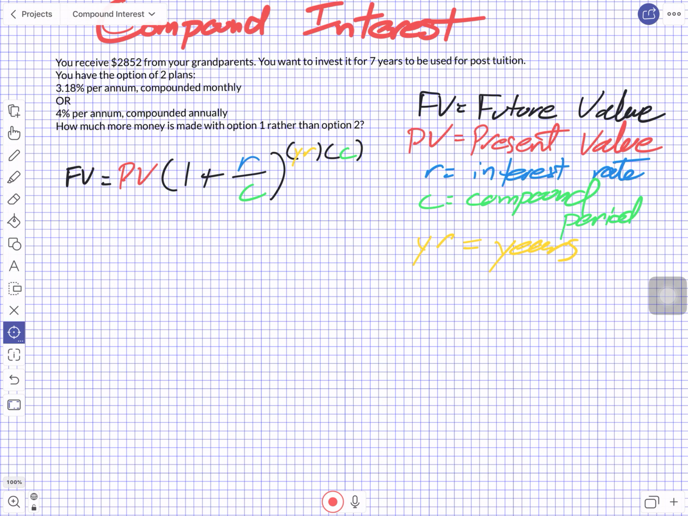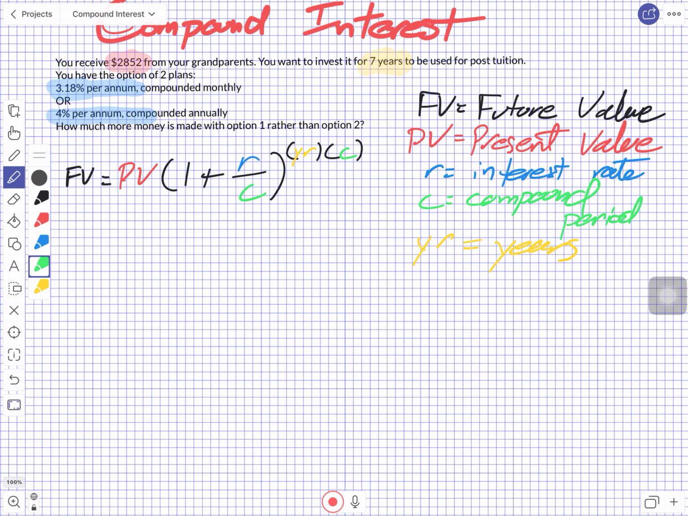So this question is asking us how much will we have in the future, in 7 years. So what we need to define is how much we have right now, which is the present value. So we've been given $2,852. Our years, we know it's going to take 7 years, so that's going to be our YR. And because we have two plans, we have two interest rates and two compounding periods. The interest rates are straightforward. They're percentages, so 3.18 per year or 4% per year.